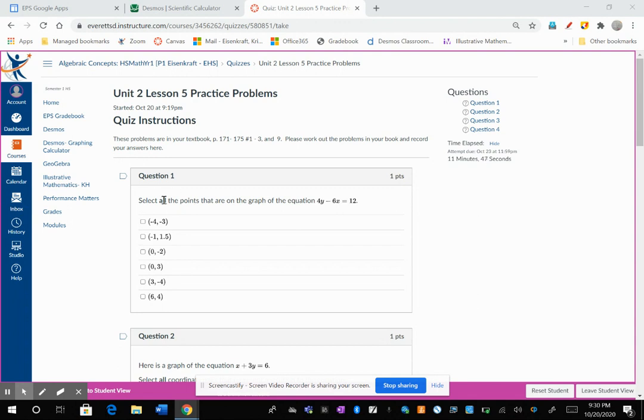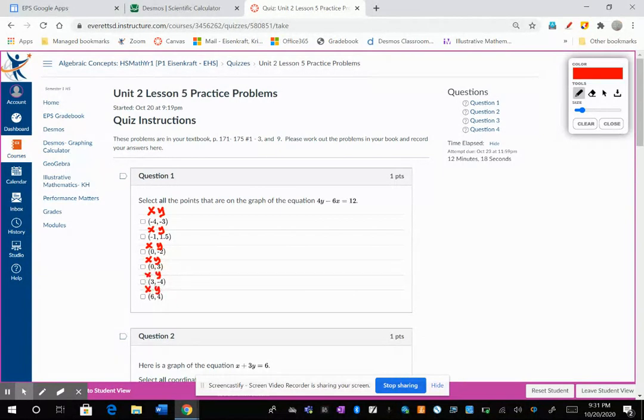So looking at question 1, select all the points that are on the graph of the equation 4y minus 6x equals 12. What graph might you be asking? If there's no graph, let's just check algebraically. If you recall, an ordered pair is really just the variables x and then y. It's easy to forget the order, so sometimes if you tend to do that, just write an X and a Y.